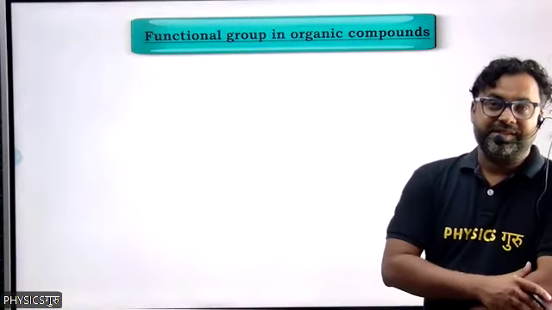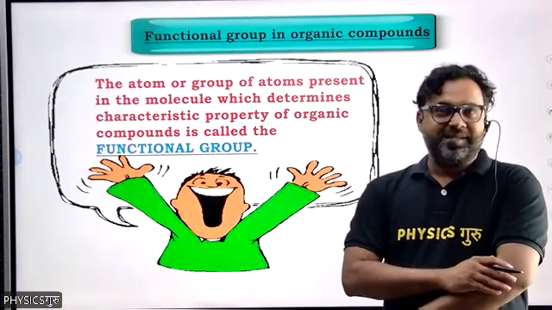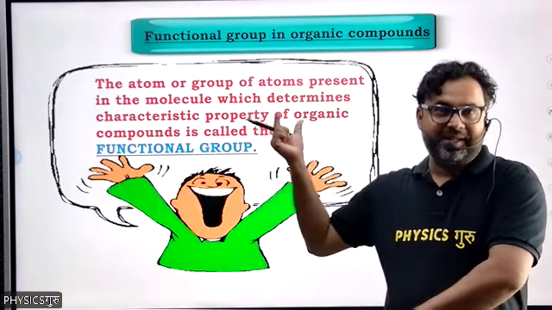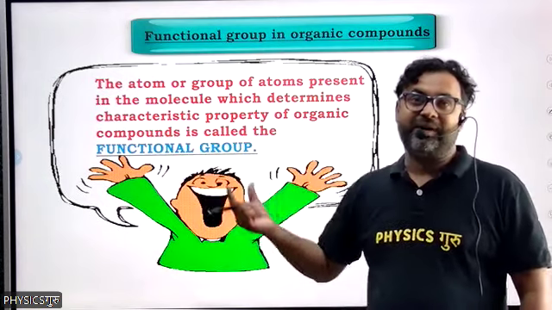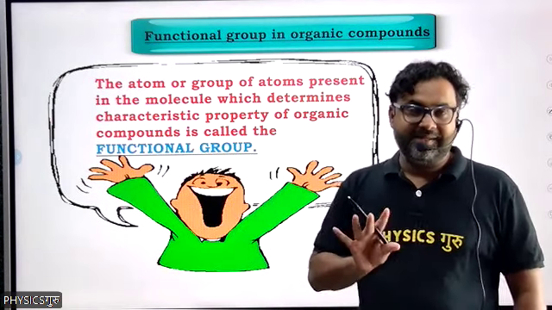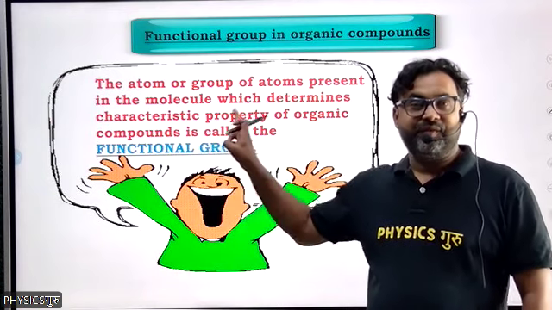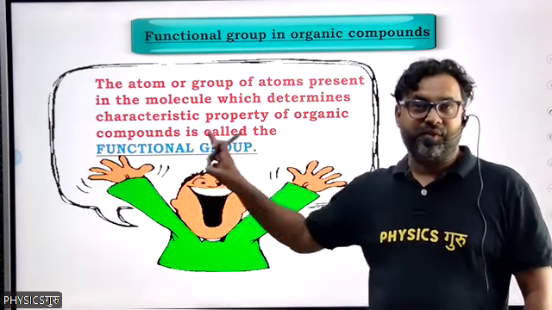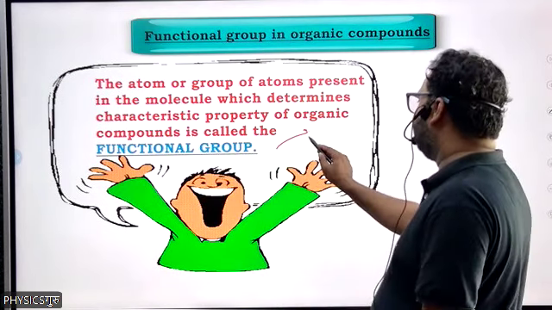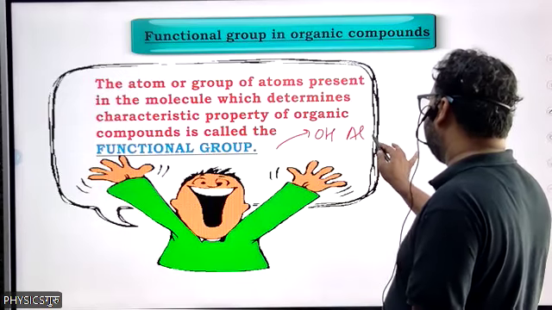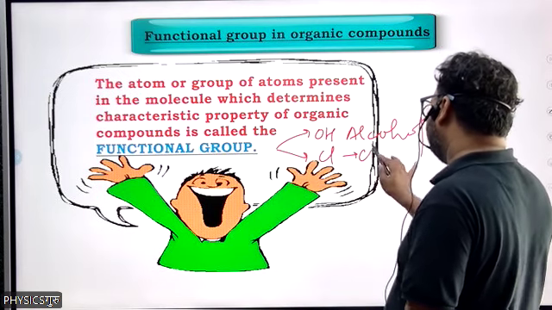Similarly, now next we'll talk about functional groups. Functional groups in organic compounds: atoms or groups of atoms present in the molecule which determine the characteristic properties of organic compounds are called functional groups. Example, OH, basically the alcohol group. Cl, chloride group.